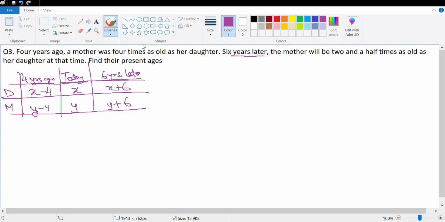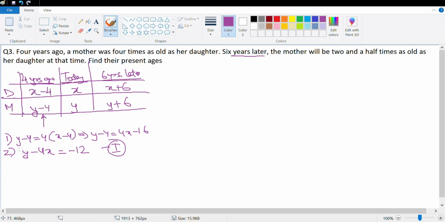Let's read the relations. 4 years ago, a mother was 4 times as old as her daughter, which means we're looking at this time frame, which means y minus 4 is equal to 4 times x minus 4. Let's open the bracket. That's y minus 4 is equal to 4x minus 16, which means y minus 4x is equal to negative 16 plus 4. Yeah, negative 16 plus 4, that's negative 12. That's our first equation. y minus 4x is equal to negative 12.